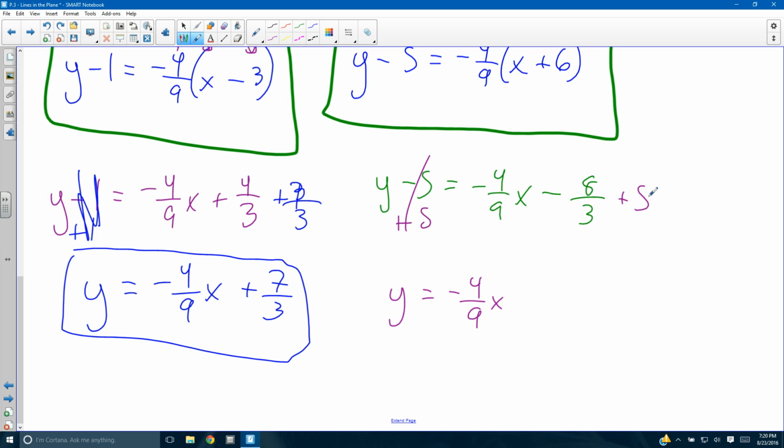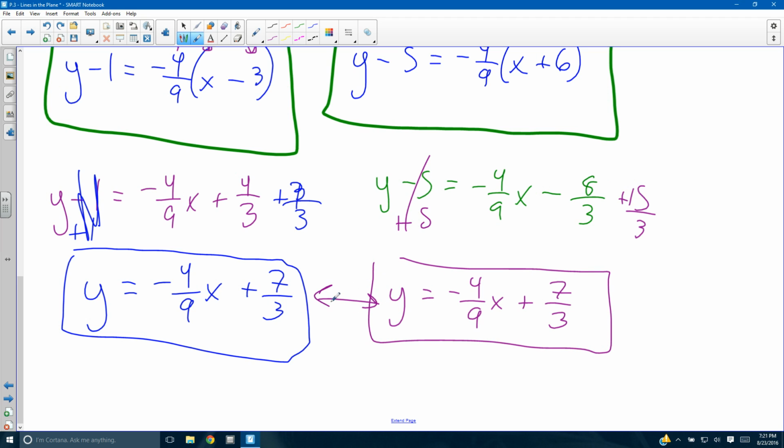Okay, 5 is 15/3, common denominator, multiplied top and bottom by 3. Negative 8, remember this is a negative. A lot of people are going to forget that. Negative 8 plus 15 is 7. So we're going to get plus 7/3. And voila. Proving here that we get the same exact equation.